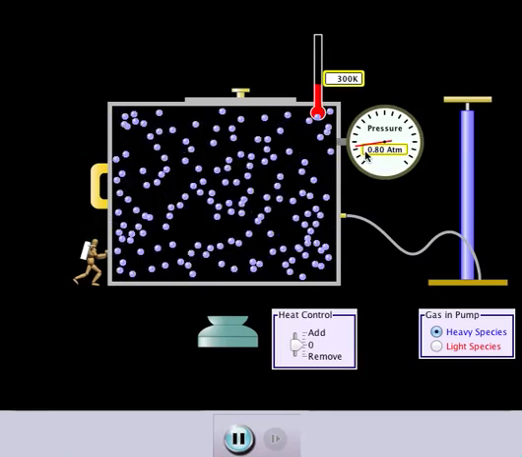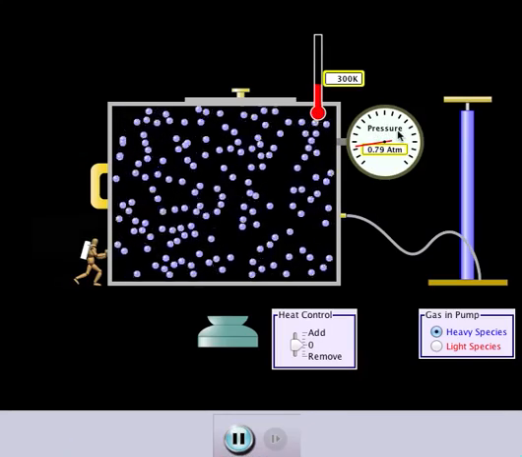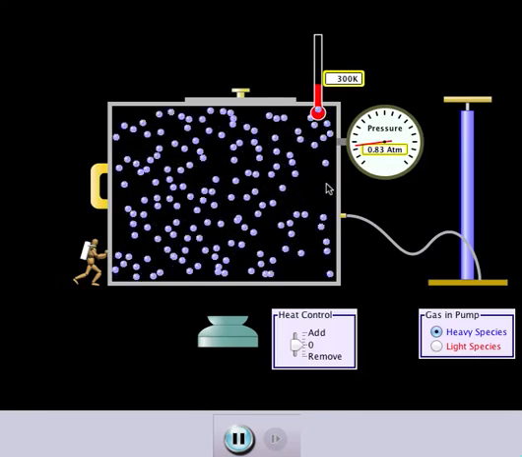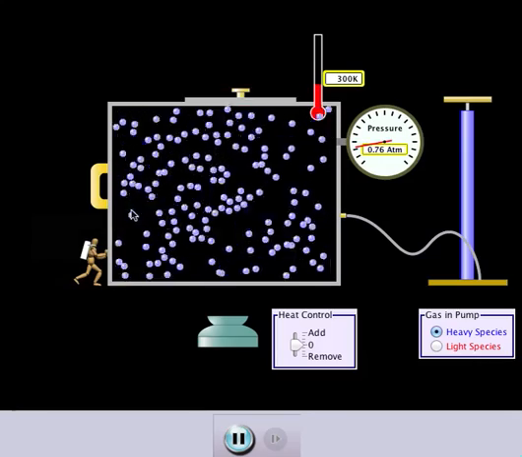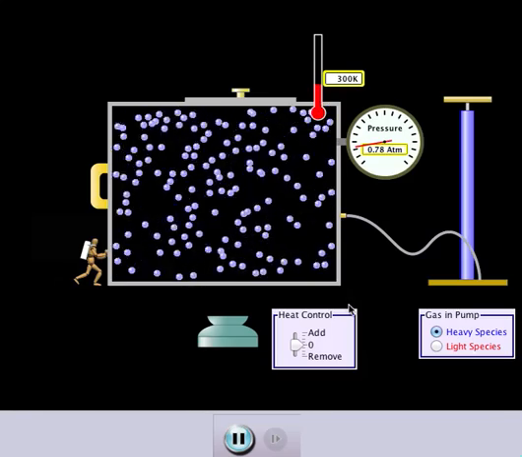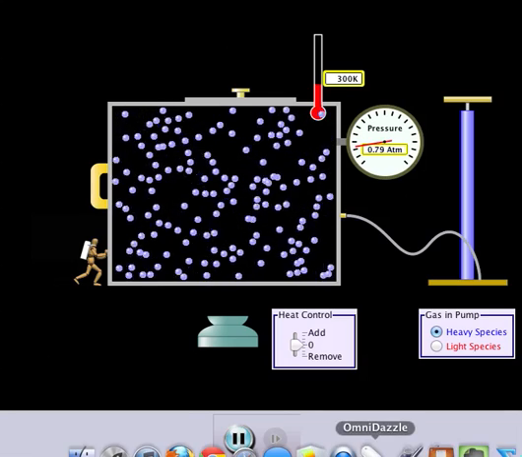The other properties of the gas that you should worry about are pressure. Pressure is caused by the collisions of the molecules with the sides of the container. Also, the volume of the container. The volume of the container tells you how much space in the universe the container is taking up.